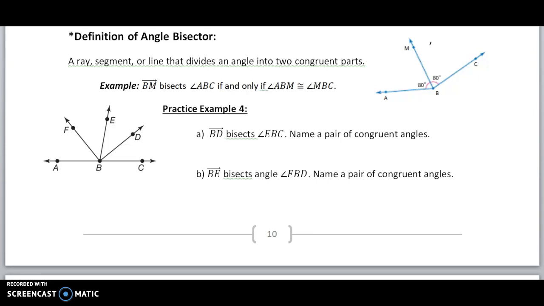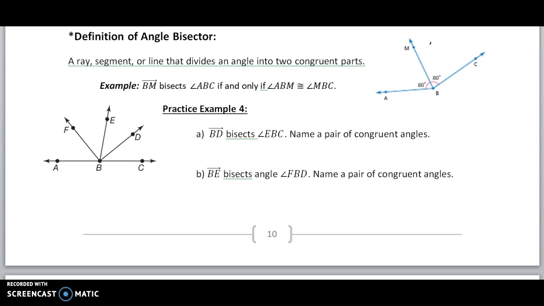Okay, we'll use this if we know what we see in the example, that a ray, or a line, or a segment, bisects an angle. And if we know that, then the 2 angles that are created are congruent. So one example here, practice example 4A: ray BD bisects the angle EBC.